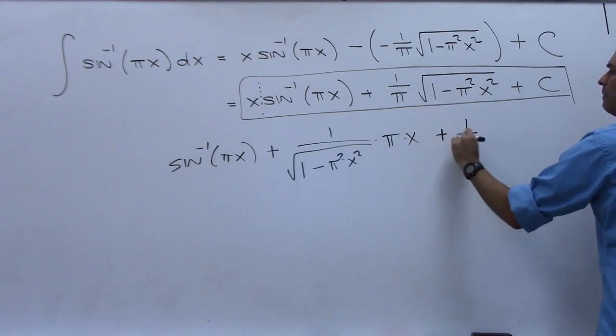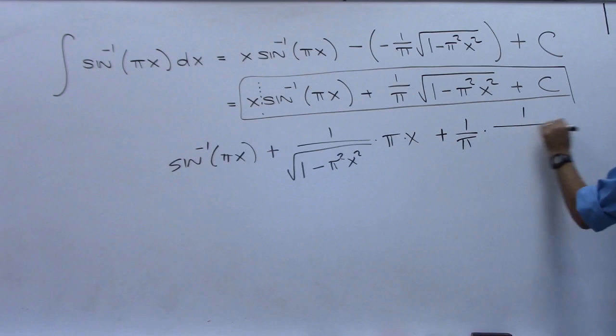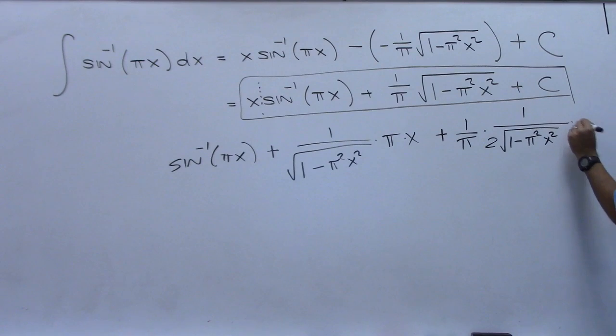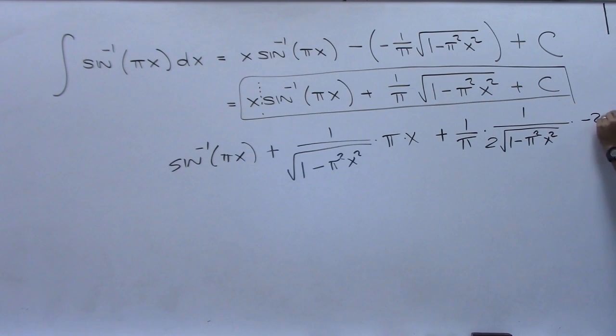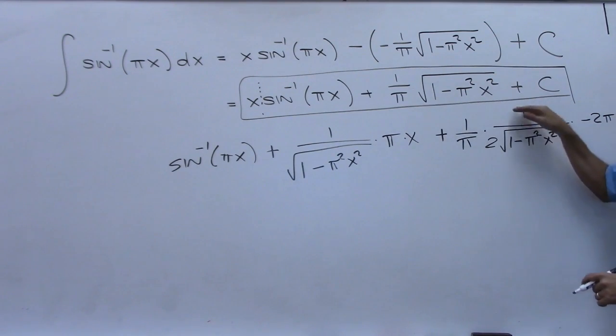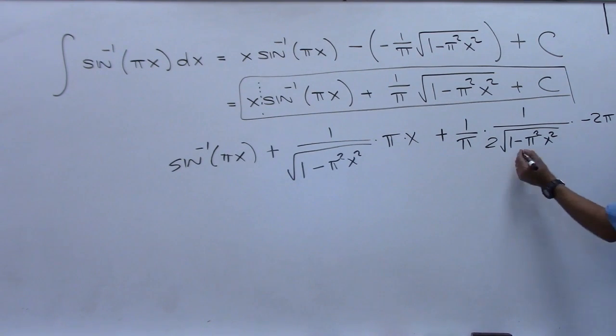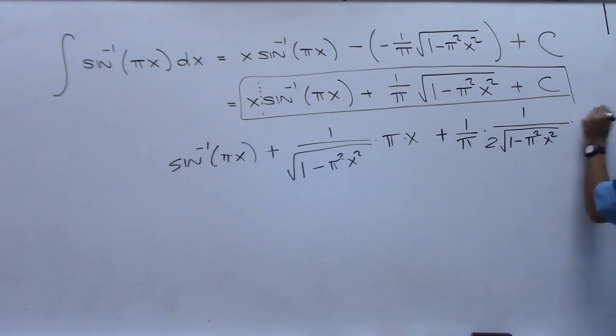Plus 1 over pi. Now, derivative of the square root of something is 1 over 2 roots of that something, times derivative of what's inside, which is negative 2 pi squared x. Derivative of the square root of something is 1 over 2 times the root, right? Times derivative of what's inside. Derivative of what's in here is this. I thought pi squared was just a constant. Where? Oh, I'm missing the square. Thank you. Yes. Good.